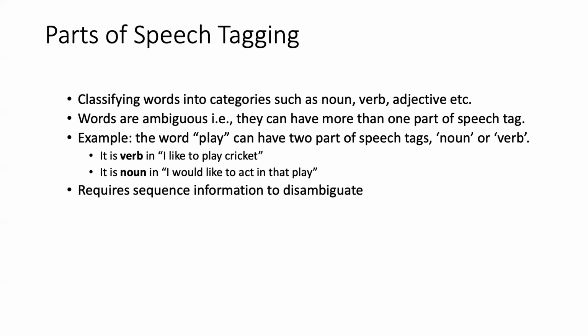I like to play cricket. In this example sentence, play is a verb, while if you consider the sentence, I would like to act in that play, play is a noun. So we require sequence information to disambiguate. This comes under a sequential learning problem.